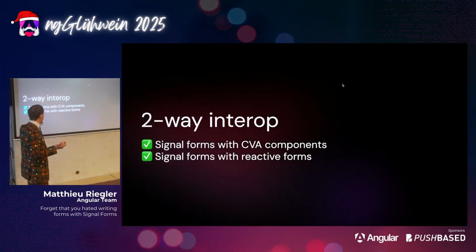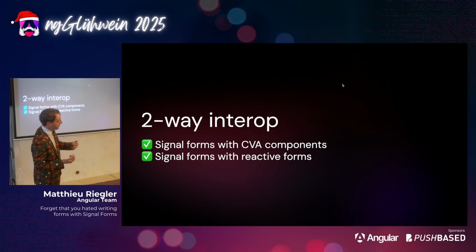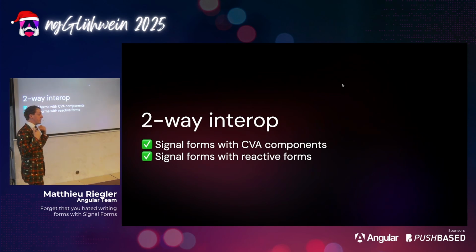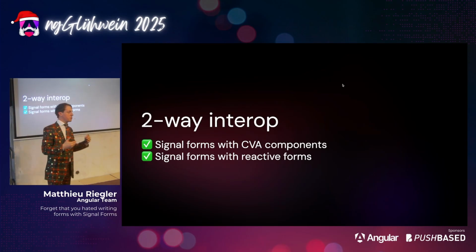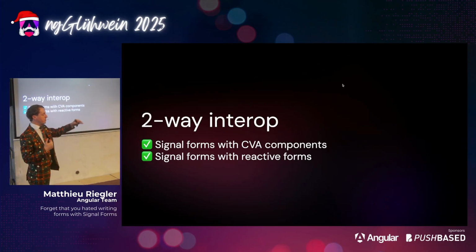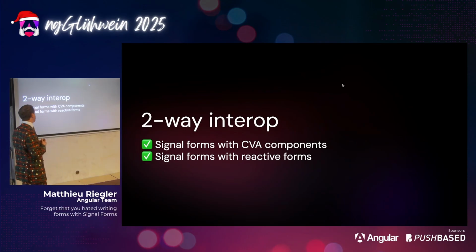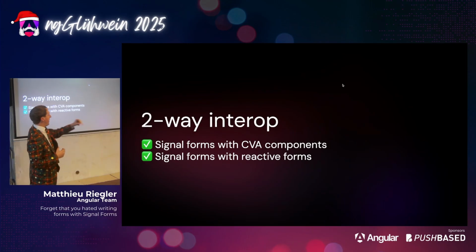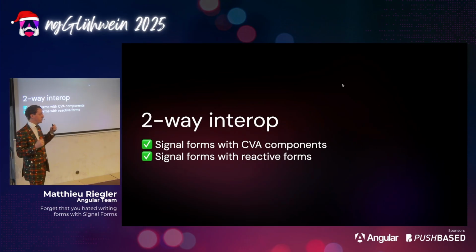So you can debounce, but also, like I said, something very interesting for us because it's part of our DNA, it's supporting what's already existing, but also providing you a better migration story. So you can have a smooth migration from the existing forms, either template or reactive forms, to the new API. So we want a two-way interop, saying that we want the signal forms to work with CVA components. And this is already true since we shipped V21, the experimental version.